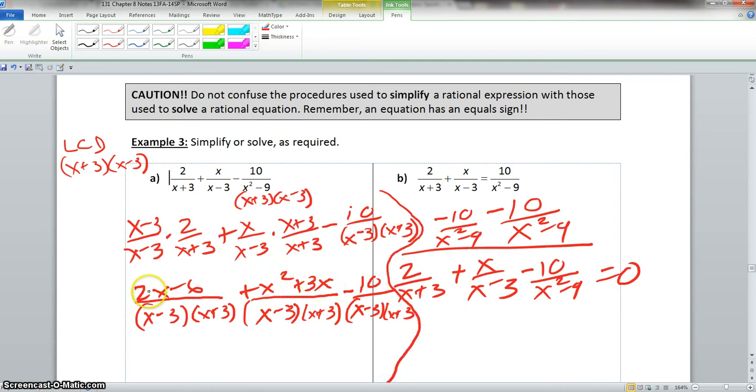Okay, so now we combine our like terms. We know our denominator is still going to be x minus 3, x plus 3. Our numerator, we know x squared will go out front. 2x plus 3x is 5x. Negative 6 minus 10 will give us negative 16.